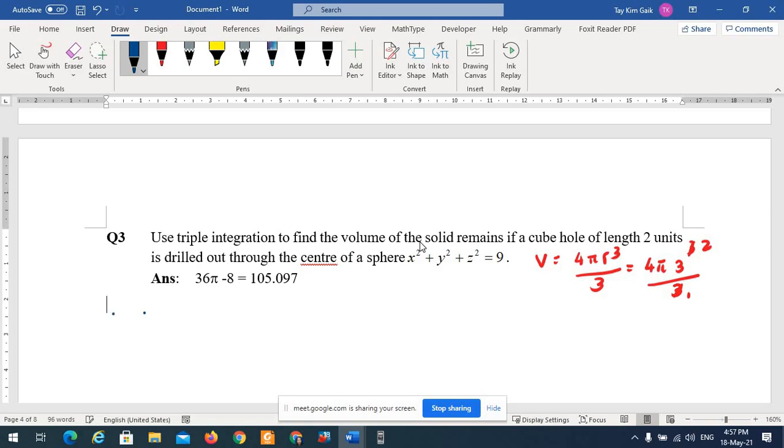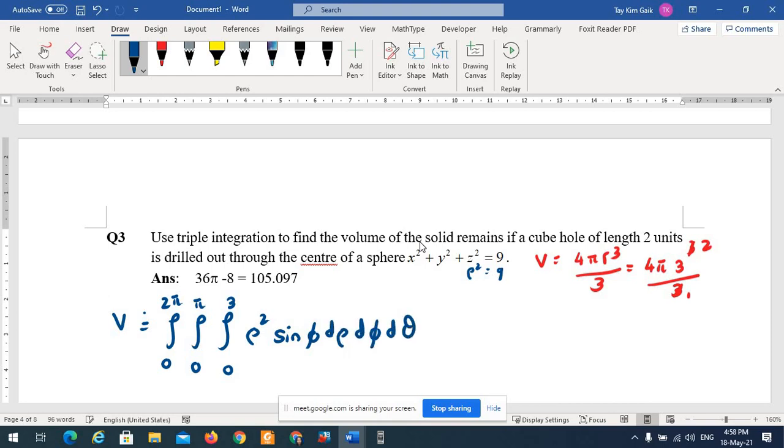So the volume of a sphere using spherical coordinates: theta from 0 to 2 pi, phi from 0 to pi, rho from 0 to the radius of the sphere. Because in this case the sphere is centered at the origin, rho squared equals 9, so rho will be 3. And then dV is rho squared sin phi d rho d phi d theta. Minus the volume of the cube, a cube hole of length 2 units. This is not a sphere, so you have to use Cartesian coordinates.